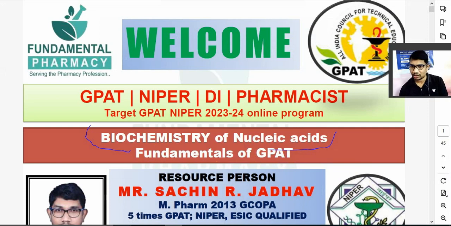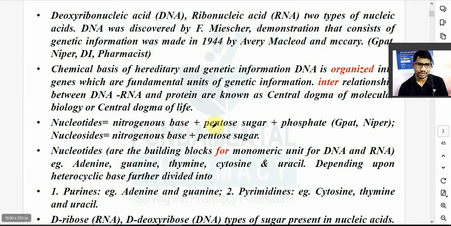We have seen about the DNA, and in the last session we have seen that Avery, McLeod, and McCarty demonstrated that DNA carries genetic information. That experiment was proved by Avery, McLeod, and McCarty. DNA was discovered by Friedrich Miescher. We have seen what is in the nucleotides. Nucleotides means three components: nitrogen base, pentose sugar, and phosphate group.